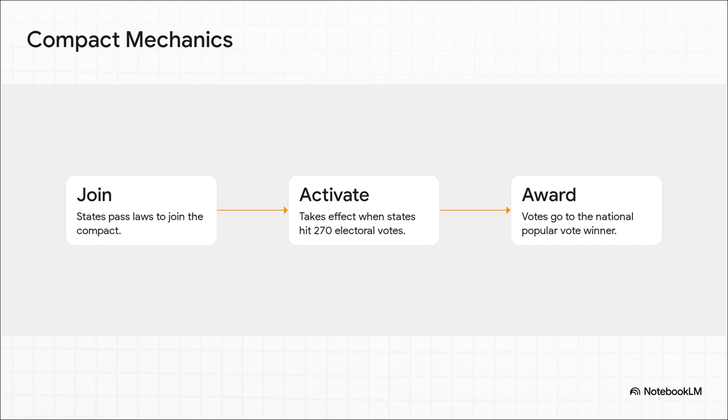The mechanics of the National Popular Vote Interstate Compact are pretty clever. Step 1, an individual state passes a law to join the compact. Step 2, the agreement just sits there, completely dormant, until the states that have joined represent a combined total of 270 electoral votes. Why 270? Because that's the magic number needed to win the presidency. Step 3, the moment they hit that 270 threshold, the compact flips on, and all participating states agree to give their electoral votes to whoever wins the national popular vote. Boom. It effectively guarantees the presidency to the national winner.